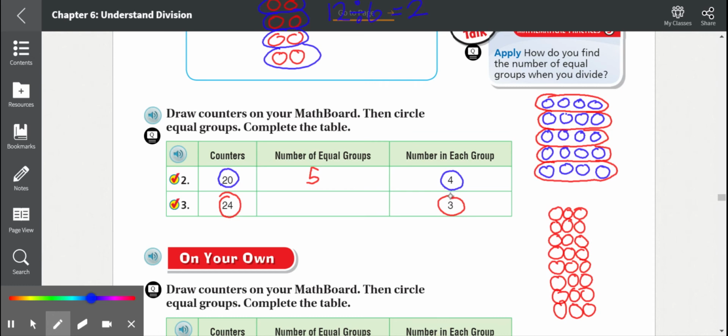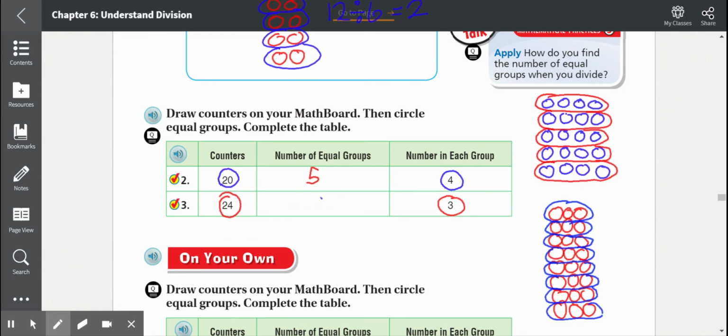Okay, now circle groups of 3. 1, 2, 3, 4, 5, 6, 7, 8. Okay, that's 8 groups.